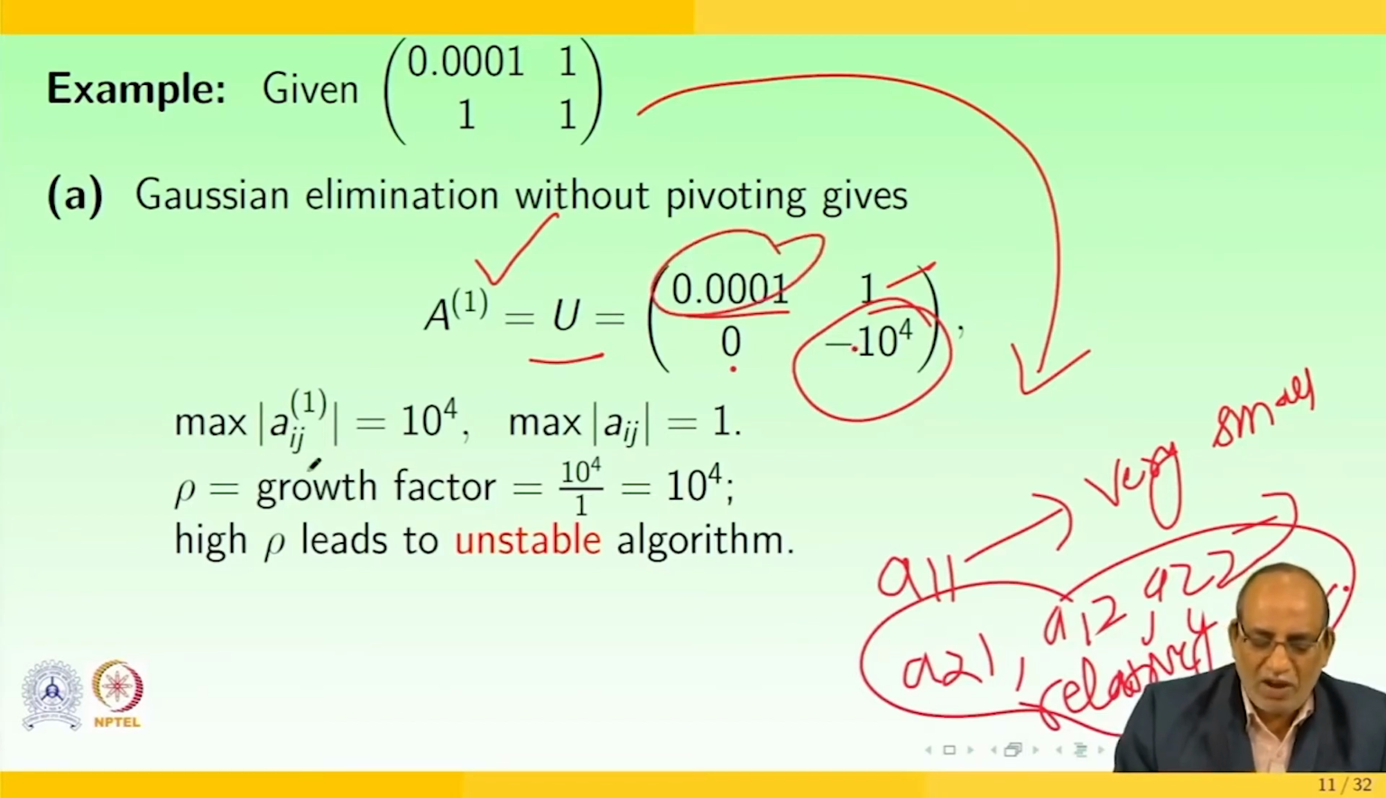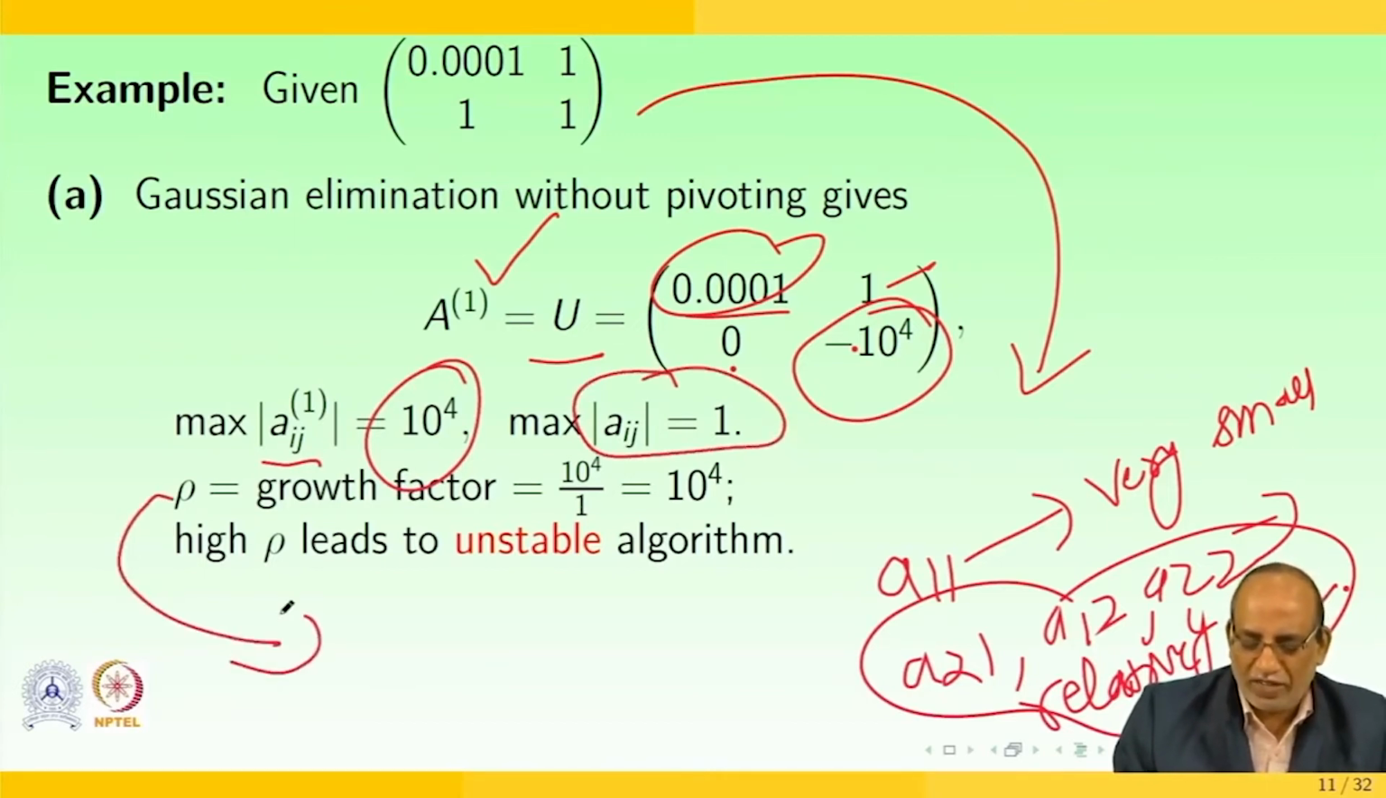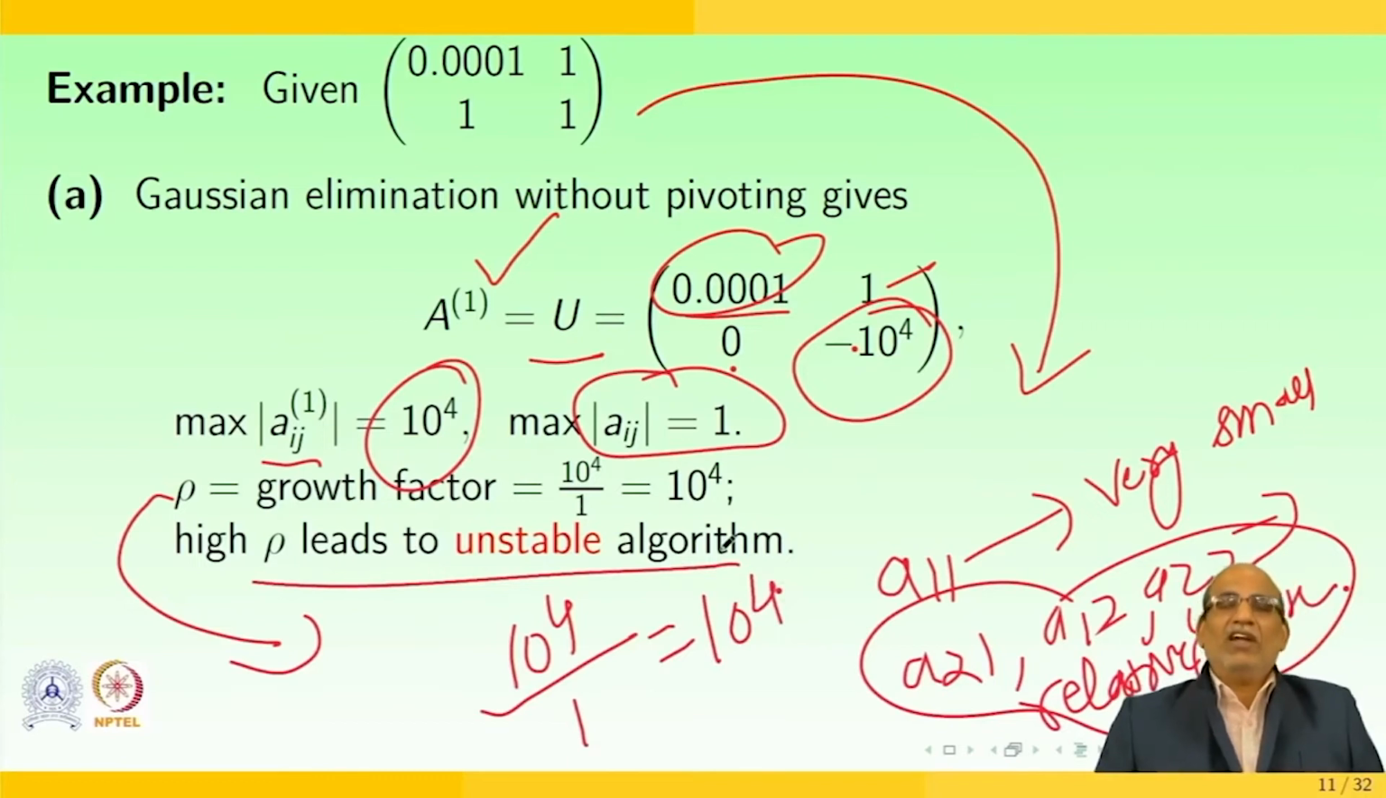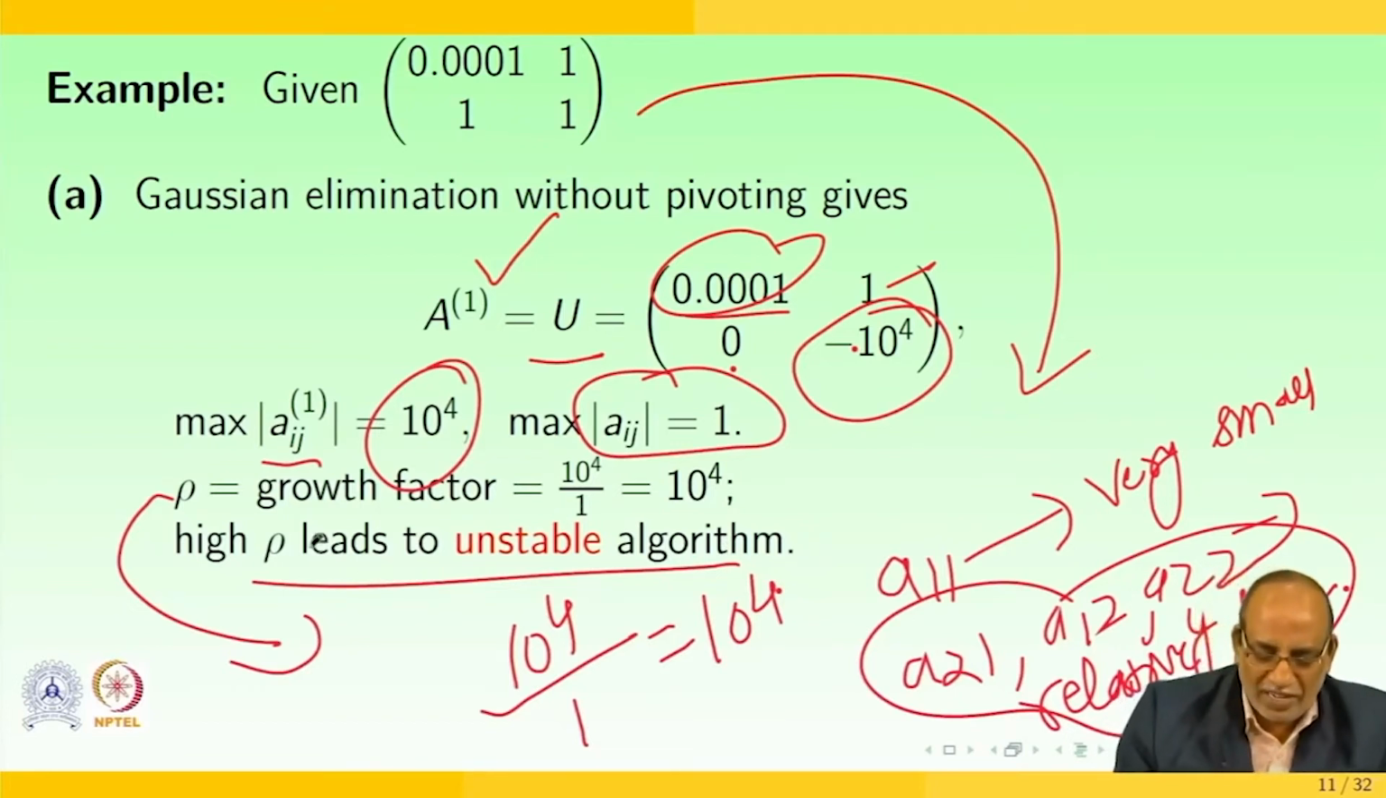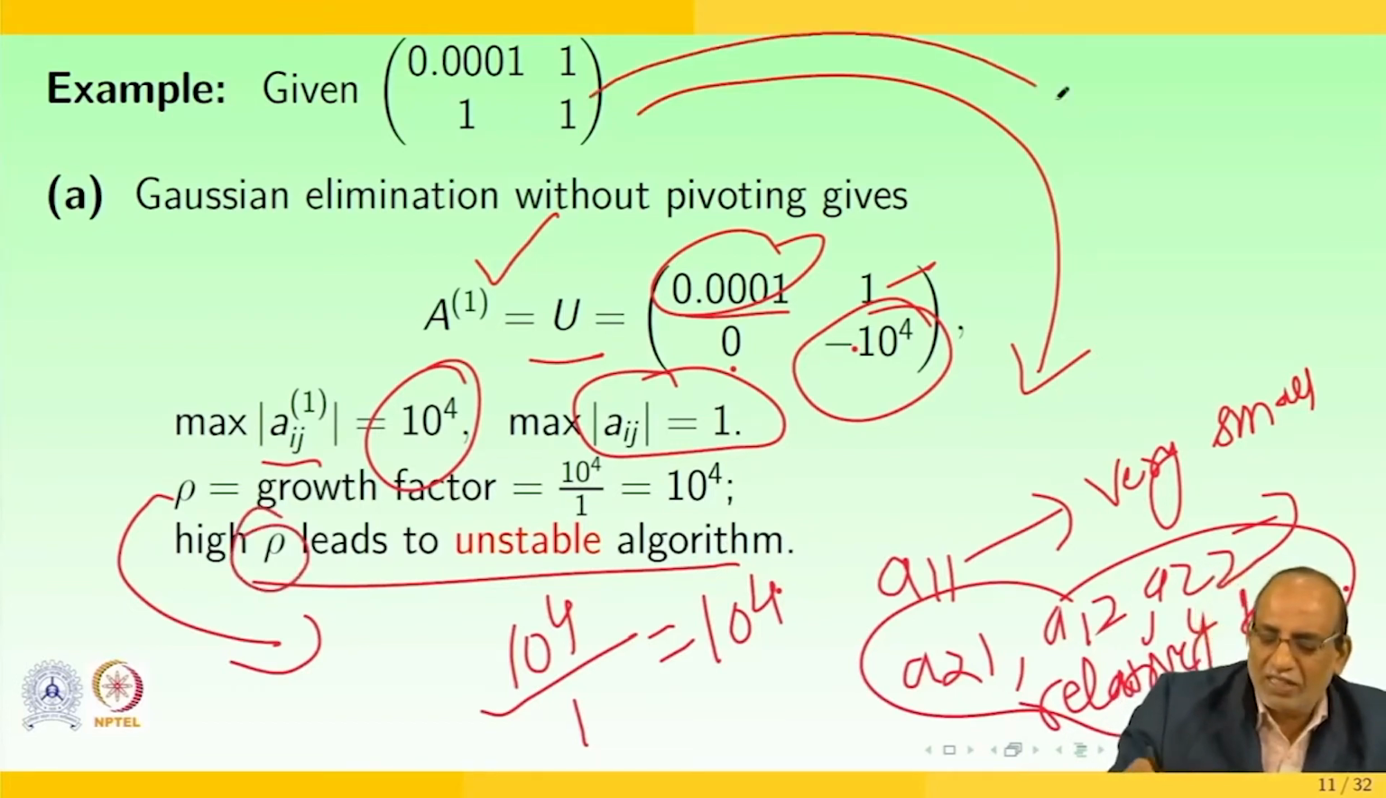So the maximum of the first row, A1 of ij, is equal to 10 power 4. The maximum of Aij is equal to 1. And rho is the growth factor. I compute the growth factor as the absolute value 10 power 4 upon the other row's maximum element, which is 1. So it is equal to 10 power 4. So a high growth factor leads to instability. That means the growth factor tells you how you can find out the stability of the solution. Therefore we compute rho over here. Obviously this is an unstable system.